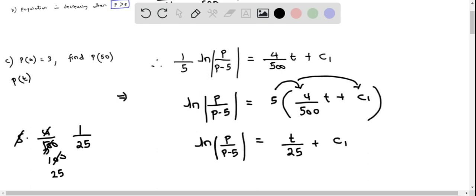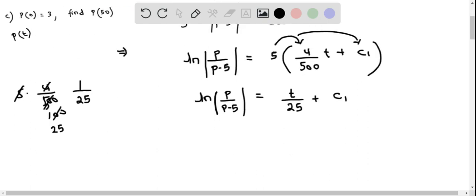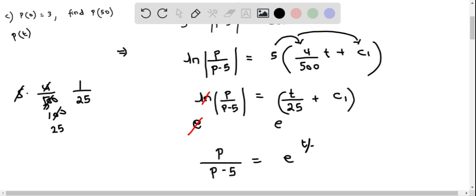Now let's raise both sides to the e so that we can solve for p. So here we raise to the e, and here also we raise to the e. And e and natural logarithm are inverses, so they cancel out each other, leaving us p divided by p minus 5. And this equals e raised to the power of t by 25 plus constant c1.